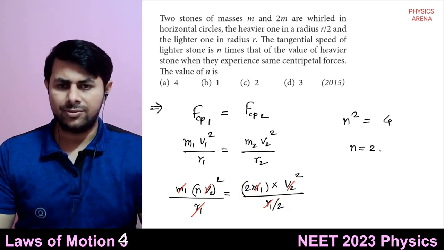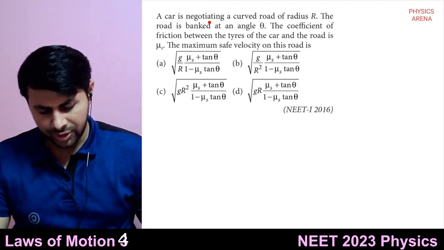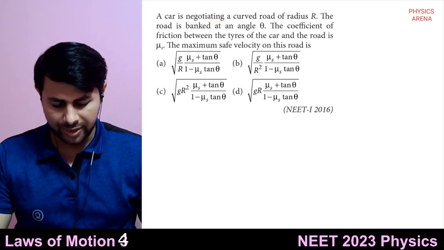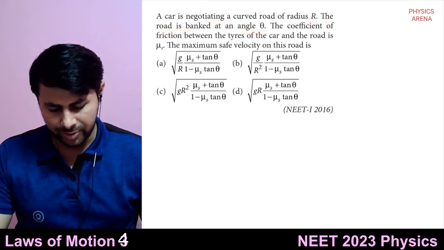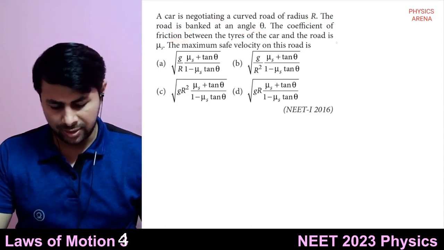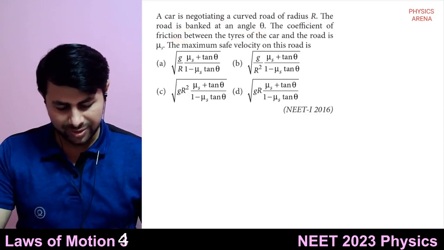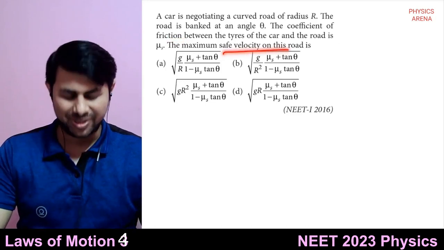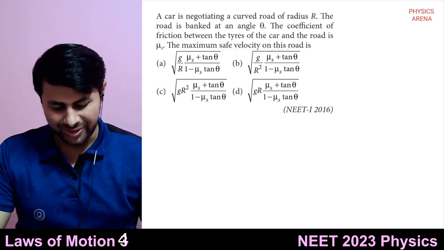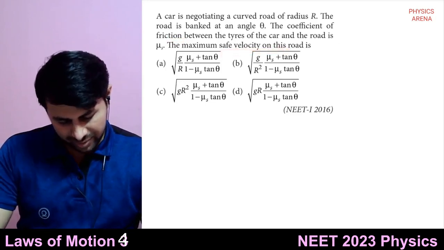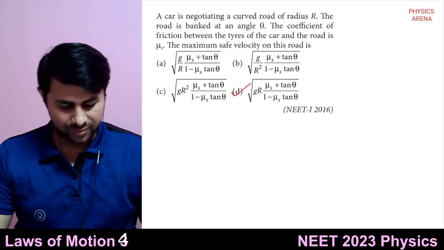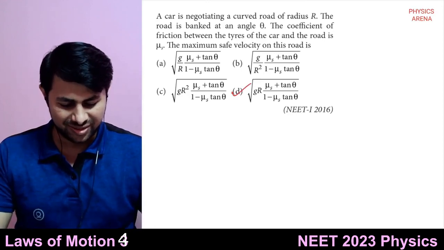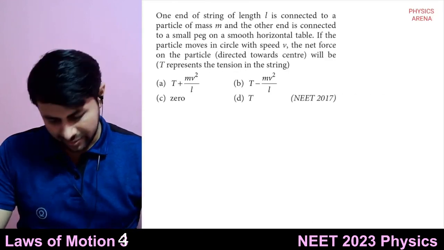Okay, very simple. A car is negotiating a curved road of radius r. The road is banked at an angle theta. The coefficient of friction between the tires of the car and the road is mu. Tell me the maximum safe velocity. Option D, right? Option D. Okay, NEET 2016.